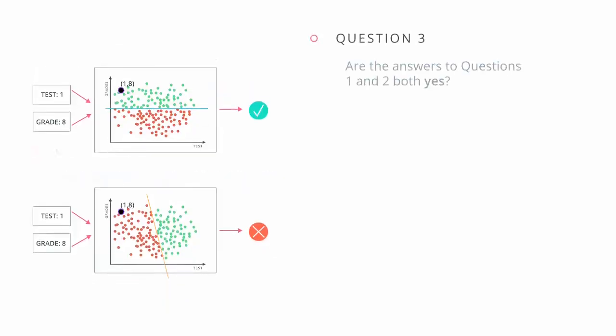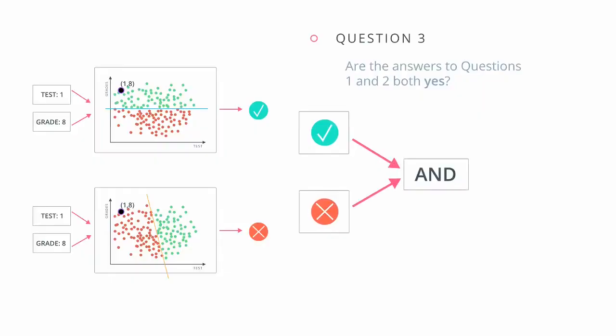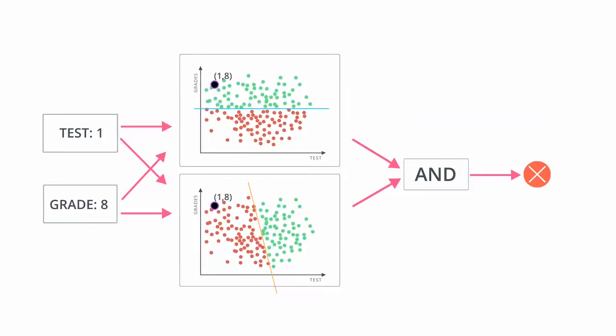Now the third question, are the answers to questions 1 and 2 both yes? We'll just take as inputs the answers to the 2 previous questions and return a yes if the 2 answers are yes and a no otherwise. This is known in logic as the AND operator. Now this is where the magic happens. If we join the nodes for these 3 questions, then we get a neural network.